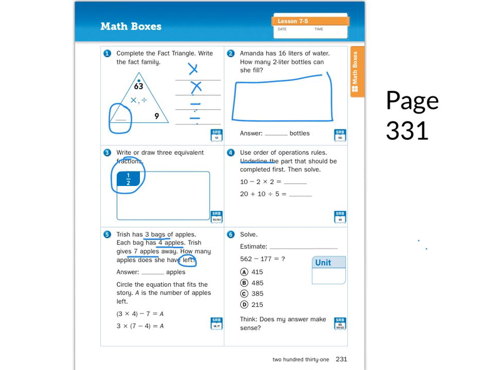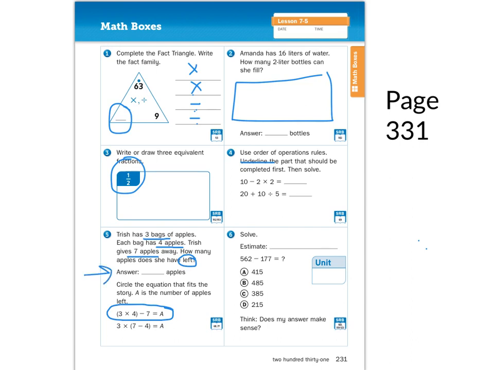So the thing we need to figure out first is, how many apples does she start with? We know she has 3 bags of 4 apples. So we know that we want to do this part first, 3 bags of 4 apples. And then the next step is that she gives away 7 apples. So we are going to select this one because we know that's the order we want to do that in. I'm going to have you figure out the answer on your own.